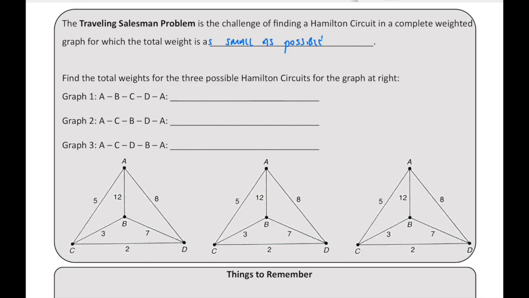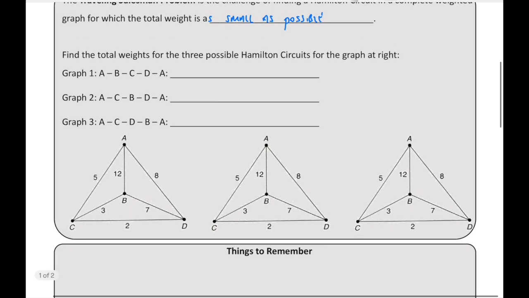We take 3 possible Hamilton circuits for this graph that we're looking at. Now I've given us the 3 possible outcomes for the different Hamilton circuits that we have. I'm going to go through and highlight those to start off. For the first graph, we go A to B to C to D back to A. And we know that that has a weight of 25.